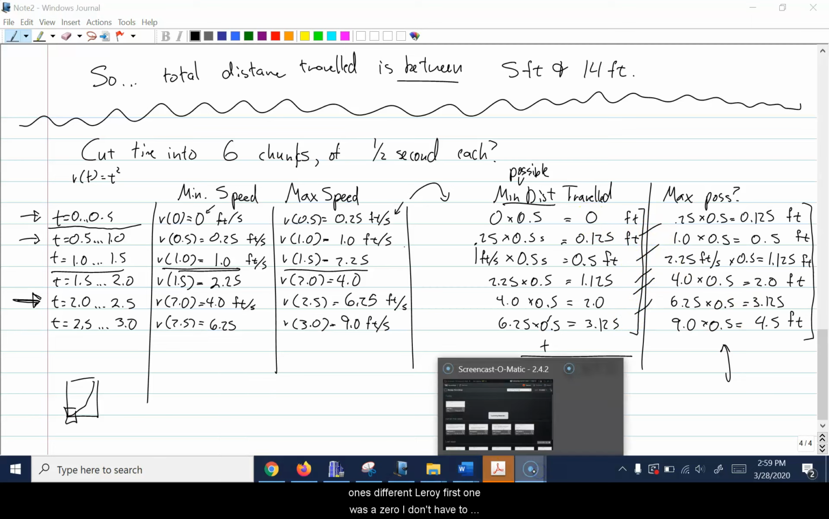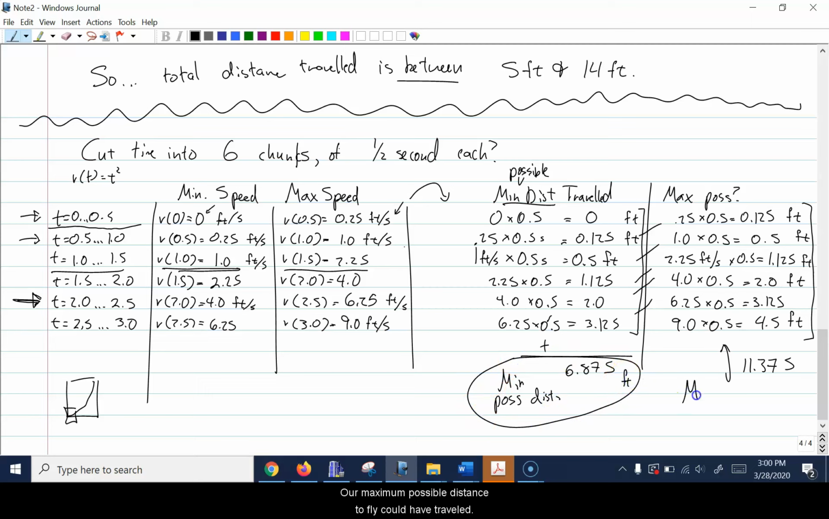So our minimum possible distance for our fly to have traveled is now just under 7 feet. And our maximum possible distance the fly could have traveled is now just over 11 feet. We have another slightly better estimate.